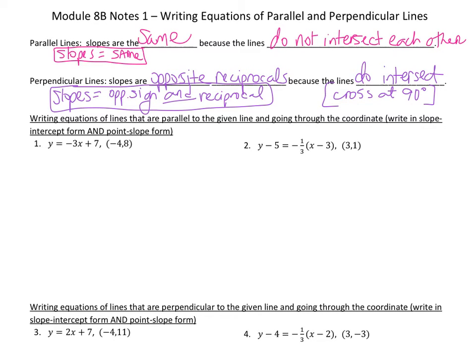The way the two lines intersect each other is they are 90 degrees to each other, so whenever we've got a 90-degree angle, we know that those two lines are perpendicular. The slopes then will be opposite signs, and they will be reciprocals of each other. So those are the main things you need to remember for the slope of them.